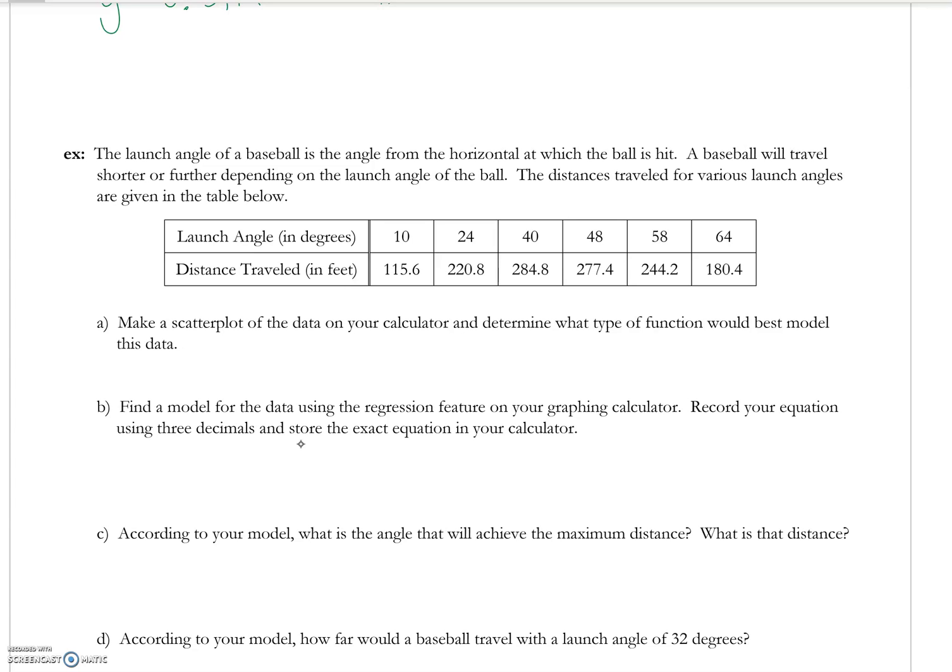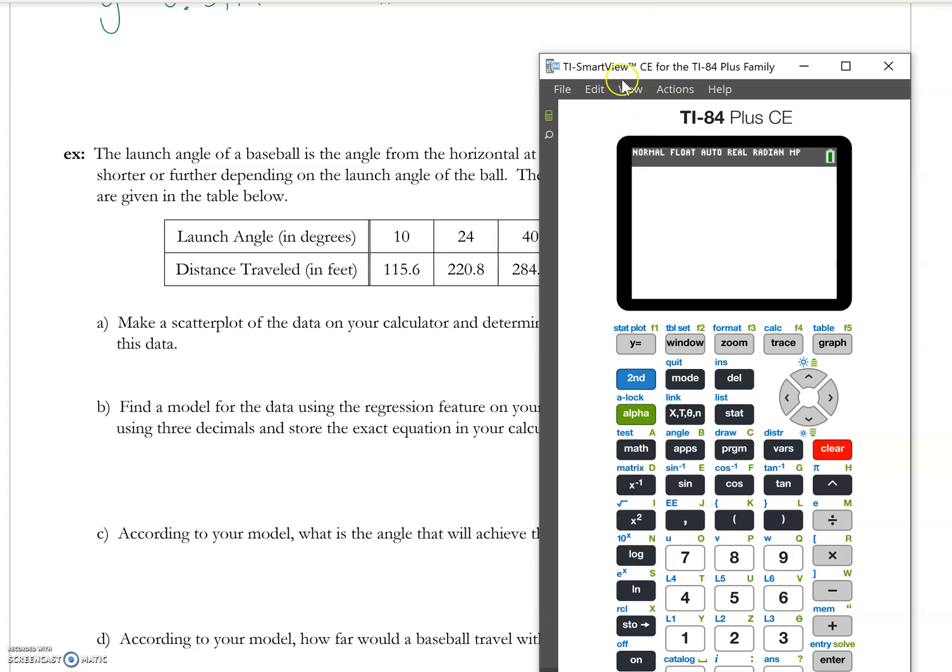It might be linear, it might be exponential, it might be quadratic, but we need a scatter plot to actually see what our data looks like, and then from there, see which regression function fits the data the best. So, back to your calculator.